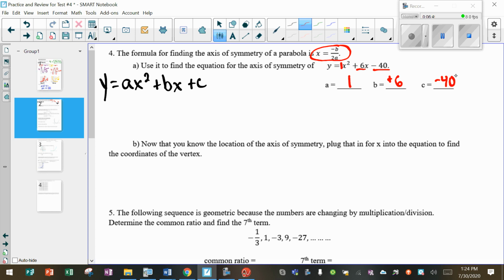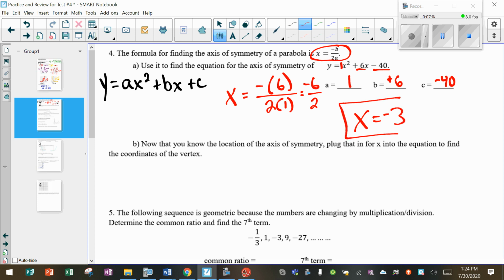So let's plug the numbers into where they are supposed to go. X equals -b over 2a, which turns into -6 divided by 2. So our equation for the axis of symmetry is x equals -3.